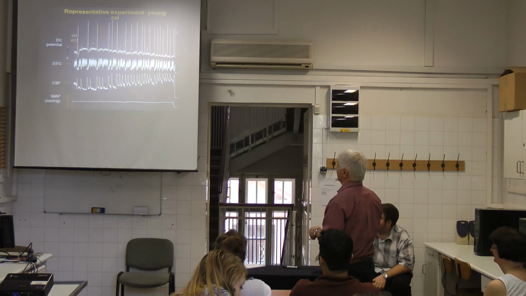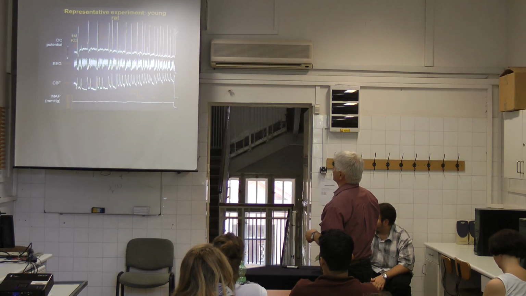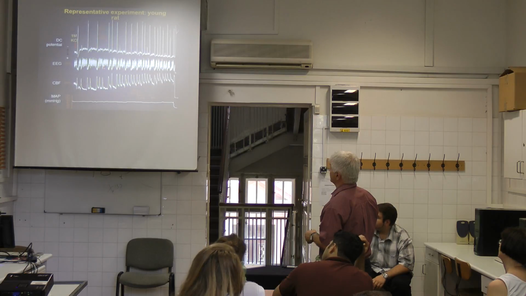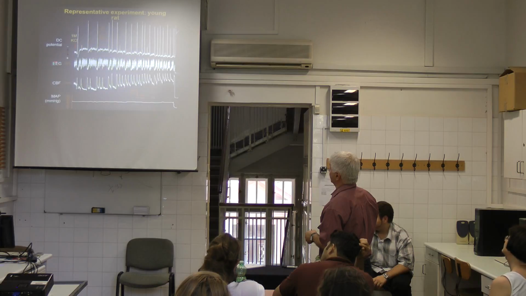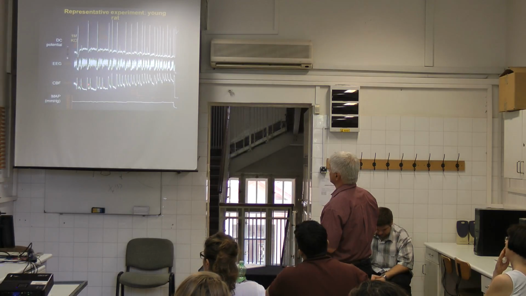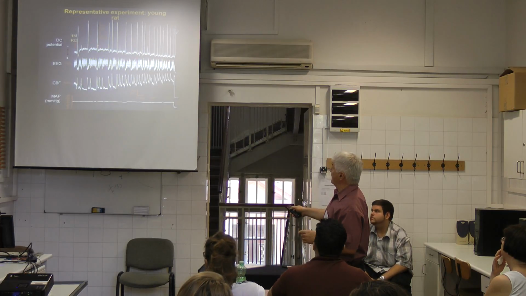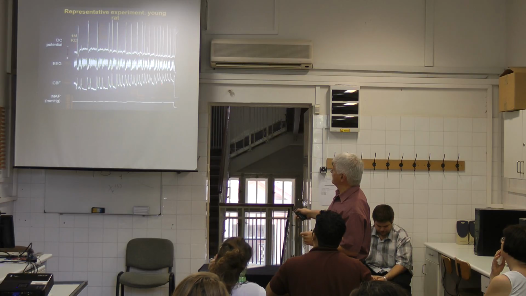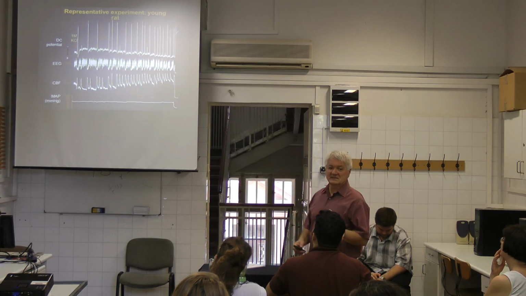These are potential changes in a young rat. These are electrical changes, electroencephalography, and these are local cerebral blood flow changes assessed by laser Doppler. Every change is accompanied with a very nice response. Why is it so interesting?